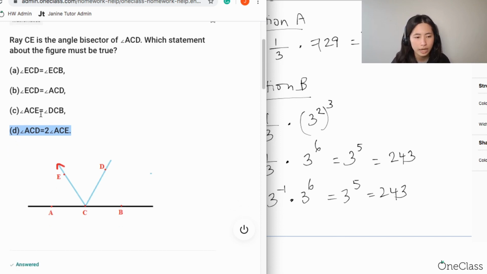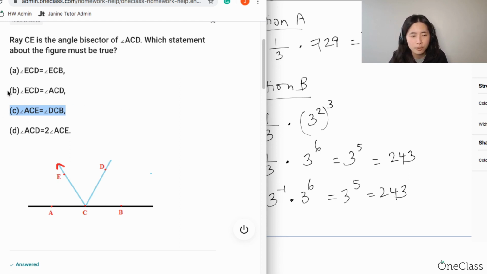And let's take a look at option C. Option C says angle ACE is going to be equal to DCB. Well, you can't really attest to that just because you don't know what this angle dimension is. So this is incorrect. For option C, this is out of the way.